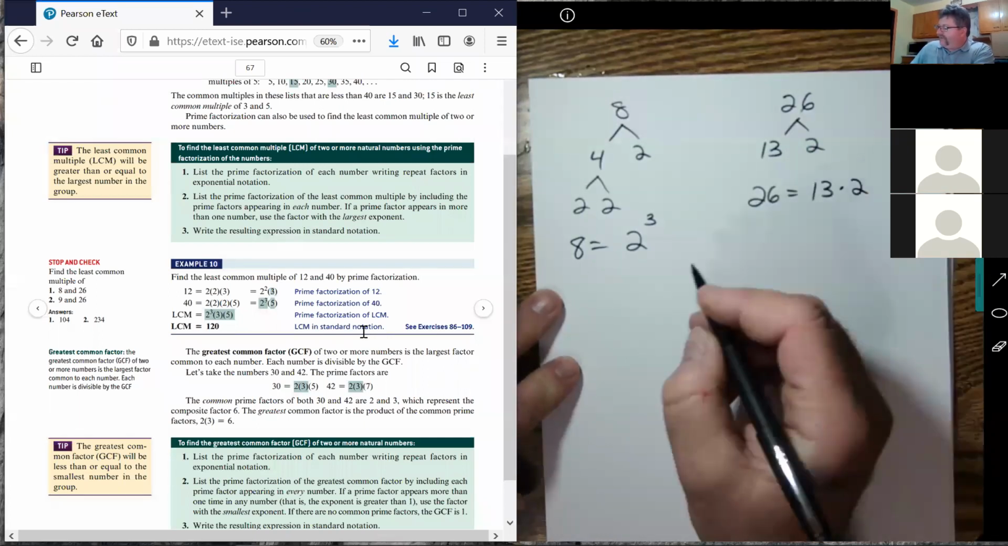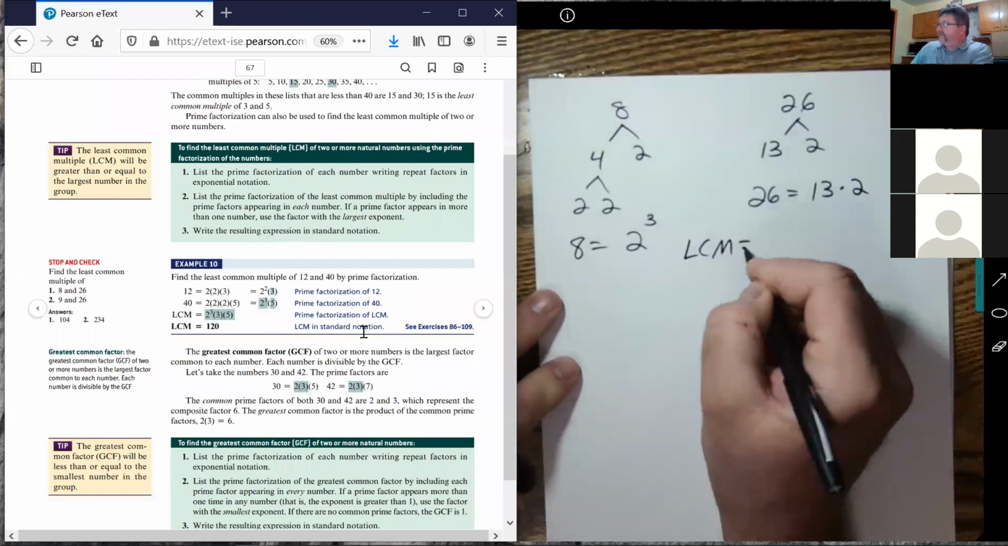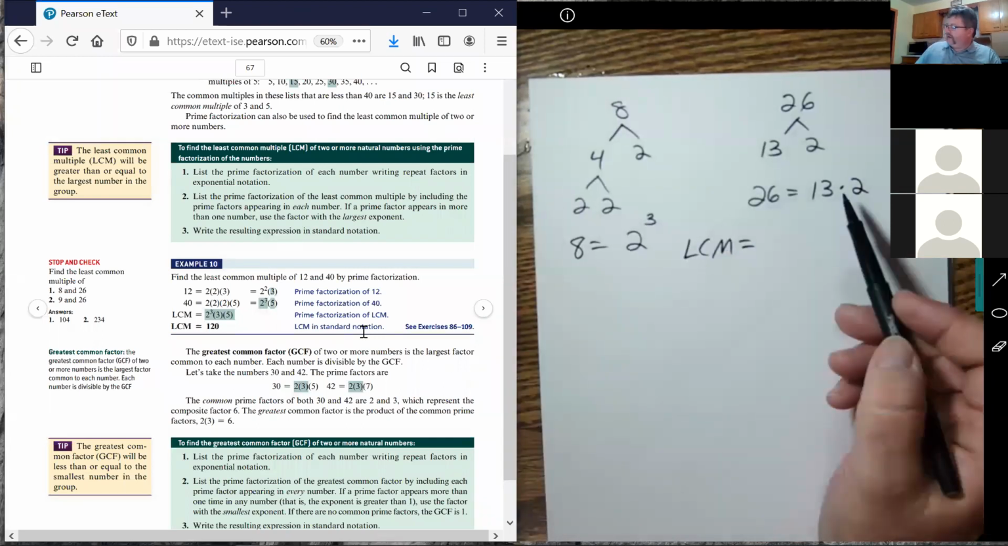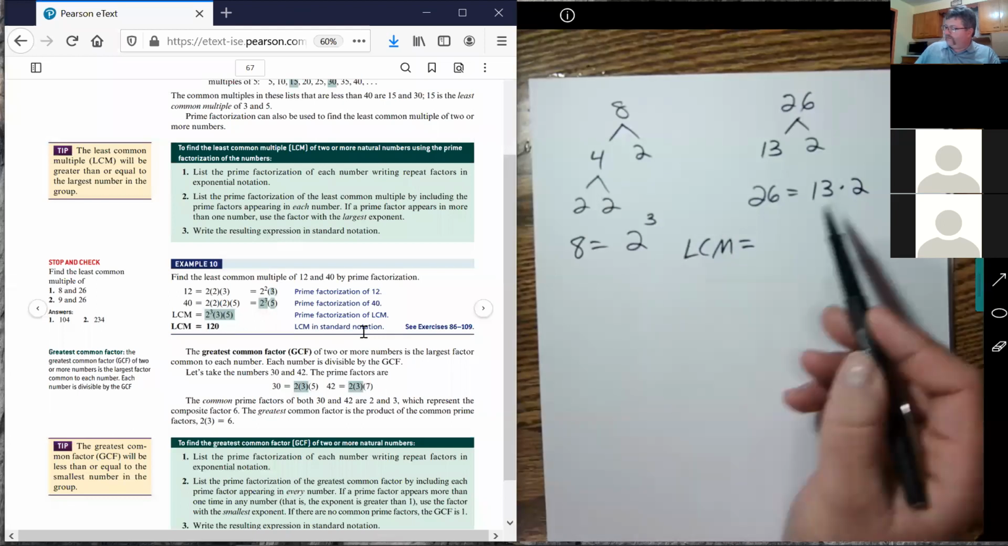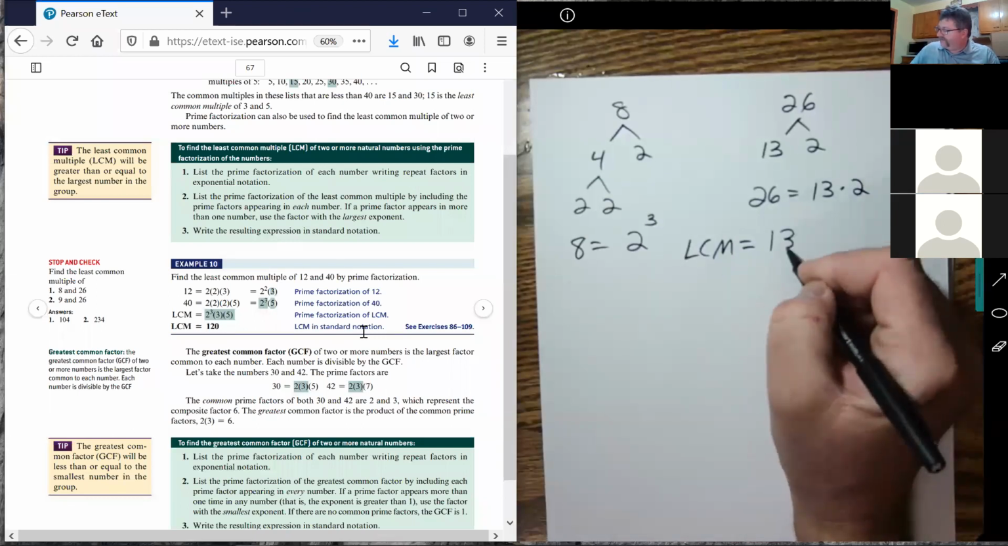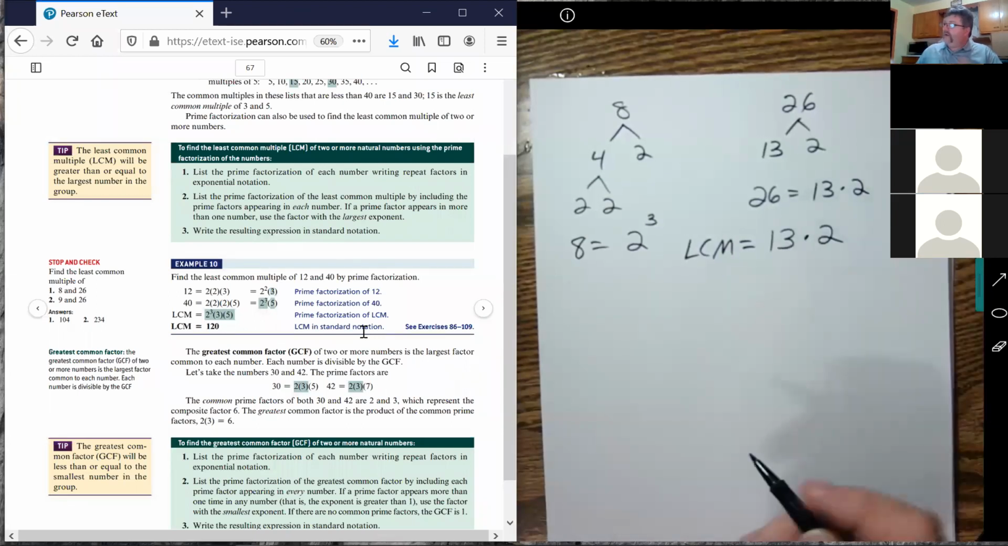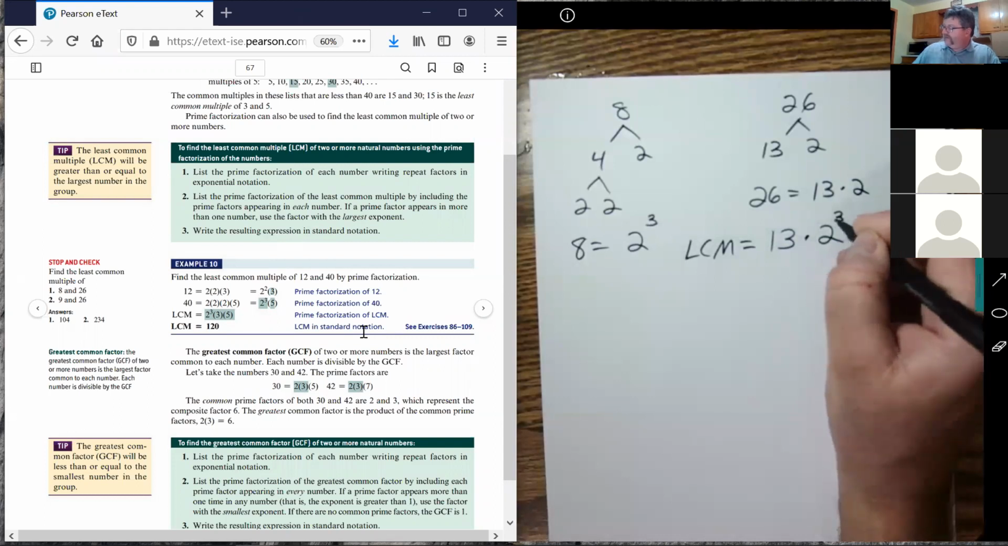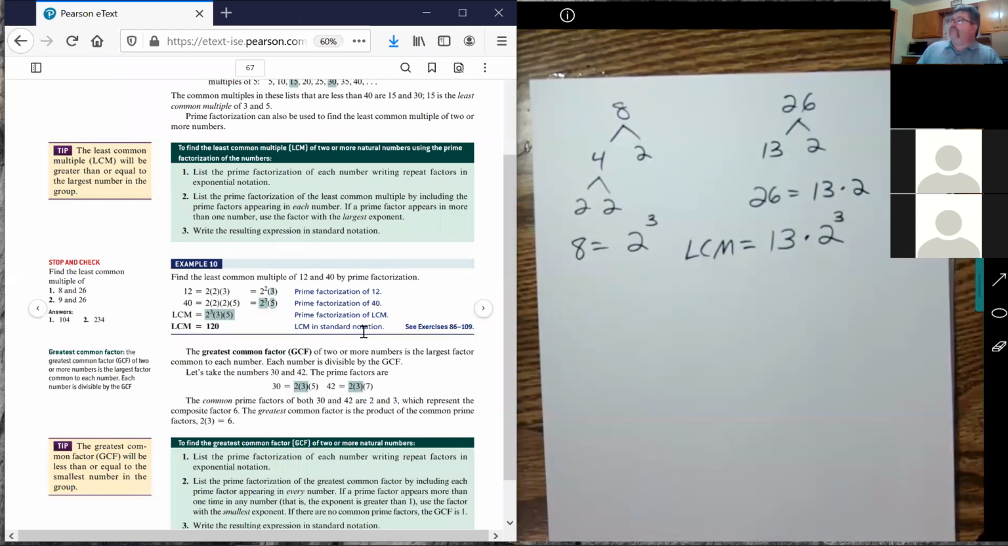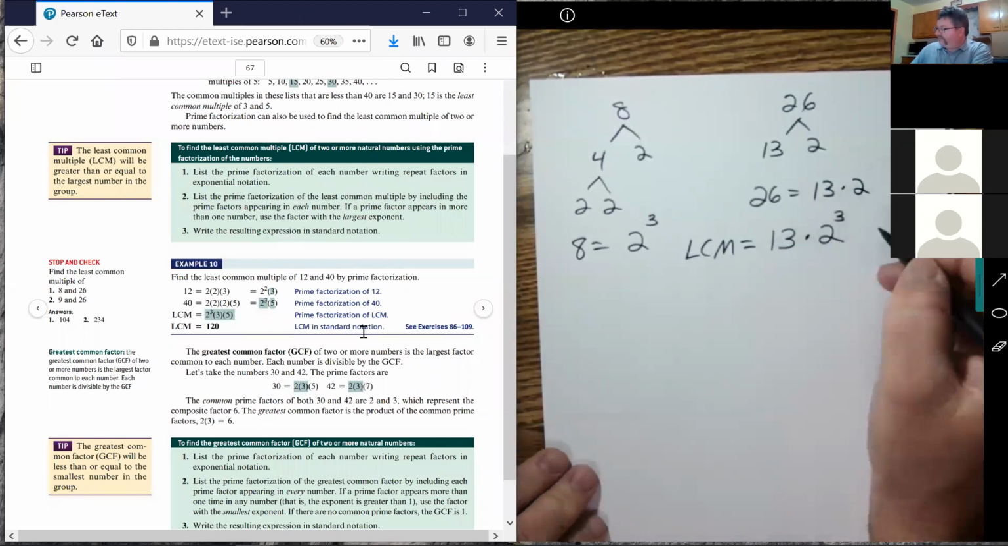The least common multiple says, hey, everybody's coming along for the ride. So who's everybody? I got 13 and 2, right? So it's at least going to be 13 times 2. But if I have anything with an exponent on it, I'm going to pick the largest exponent. So it's going to be 2 cubed. So 13 times 2 cubed, okay, which is 104.